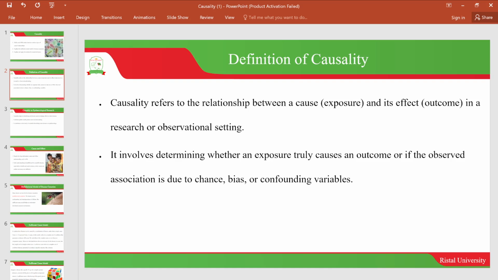So for you to make a conclusion that A is linked to B, you need to be very sure that there are no biases, that you have really taken into consideration what we call confounding factors that we will look at in subsequent presentations.